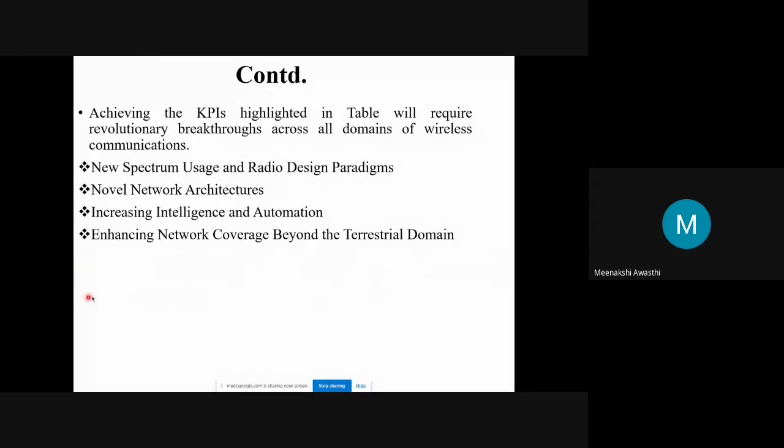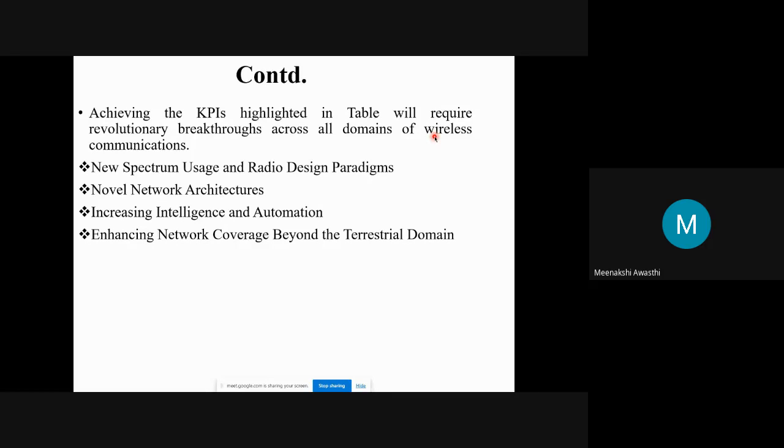Achieving the KPIs highlighted in the table will require revolutionary breakthroughs across all the domains of wireless communication. You cannot expect this much data rate, bandwidth, and energy efficiency without effort. You need revolutionary research not in a single area but in all areas of wireless communication. Only then can we expect these KPIs for 6G. So what are those domains in which that kind of research can be done?